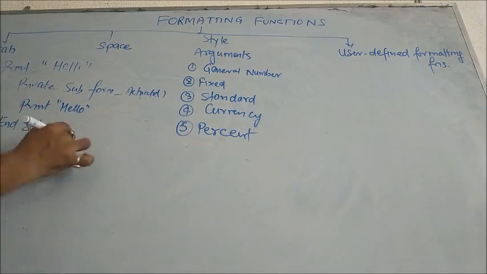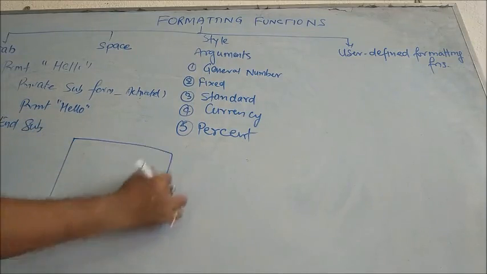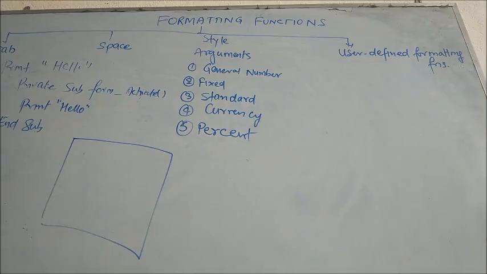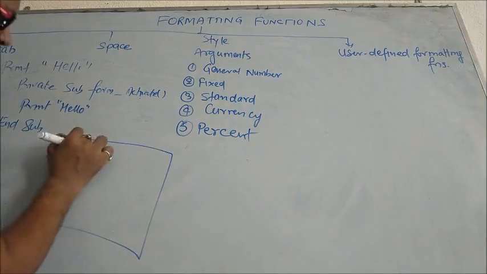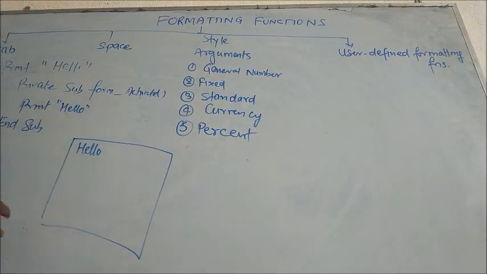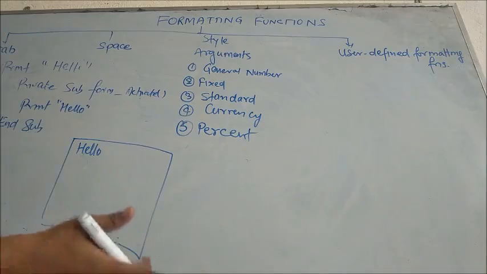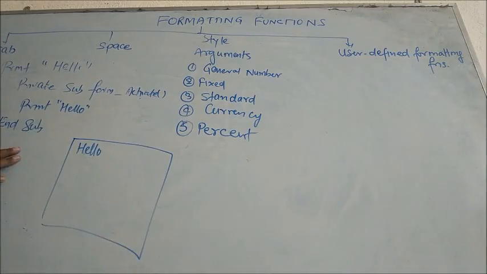So how will the output be generated? It will be generated like hello, right? For writing this hello, we have not taken any type of control box. So this print command is basically used in formatting functions, where we are using the tab function, space function, argument function, and user defined formatting function, right?